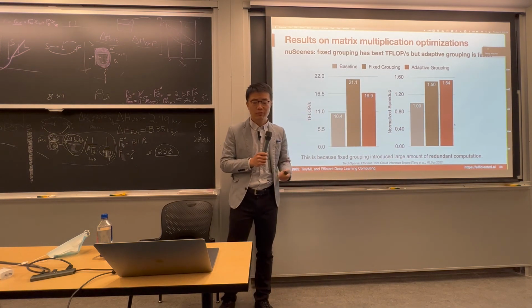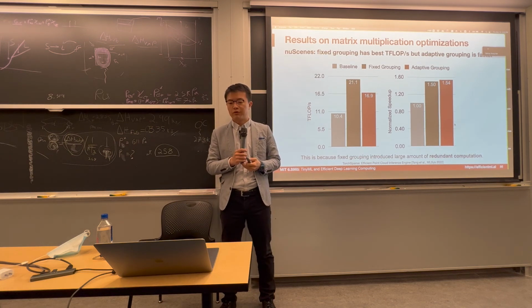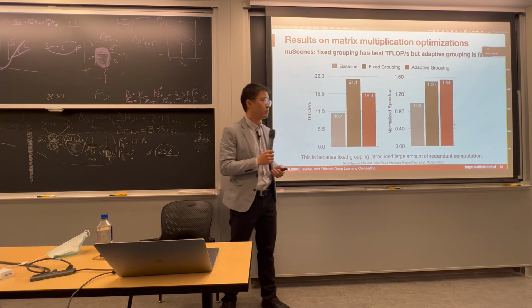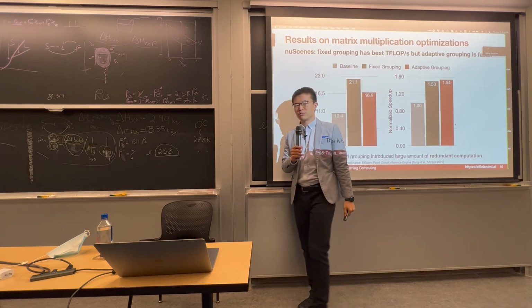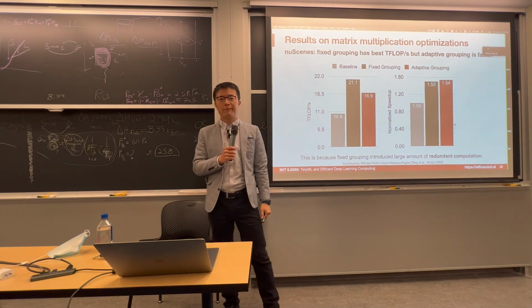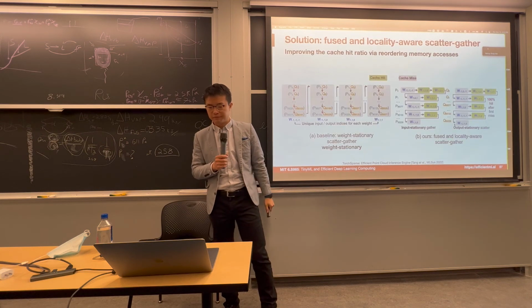So the take-home here is that we want to trade computation for regularity. Sometimes we are actually doing some redundant computation, but the speed is actually better than if we do no redundant computation but it's purely irregular.